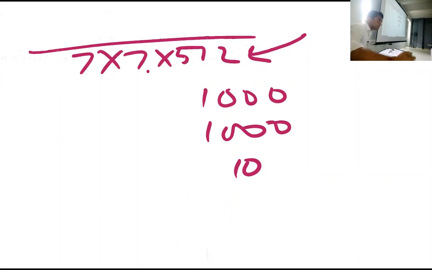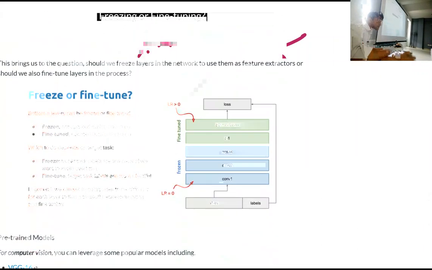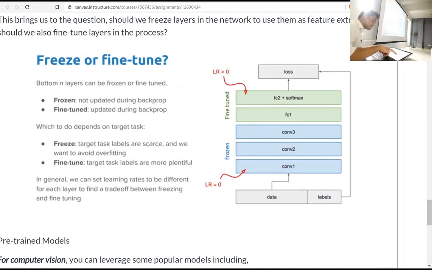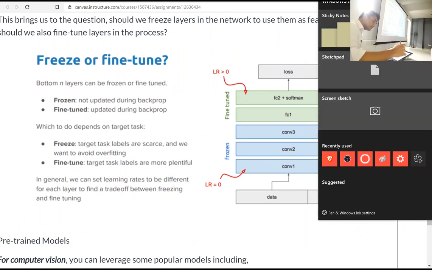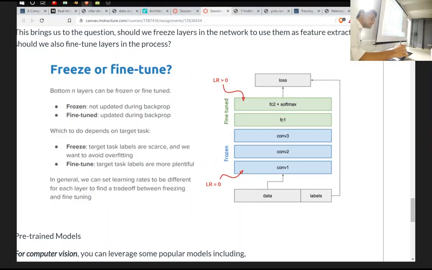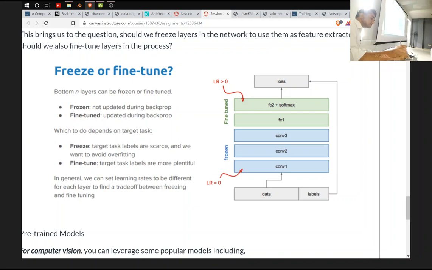Okay. Now, freezing or fine tuning. Let's look at the differences there. When you're freezing, what do you mean by freezing? In back propagation, weights are not going to be changed. And when you're saying fine tuning, what do you mean?